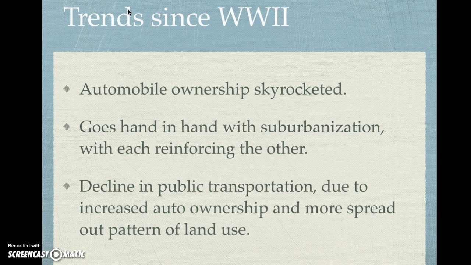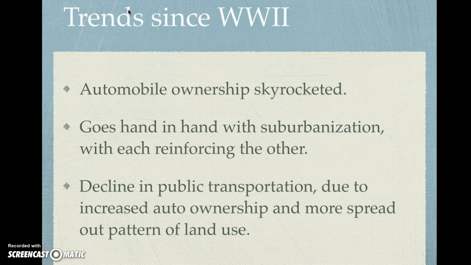Just some trends since World War II to think about is that automobile ownership skyrocketed. We talked about this more in detail in earlier lessons, earlier chapters. So a lot more people have individual automobiles, right? A lot more cars. And this went hand in hand with suburbanization where each reinforced the other, right? As more people bought cars, they could live further from the urban area. The cars allowed them to move out further into the suburbs.